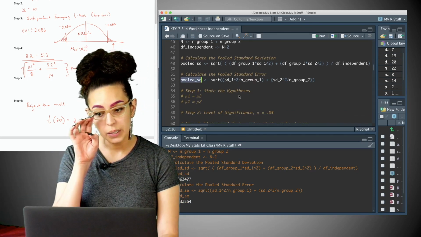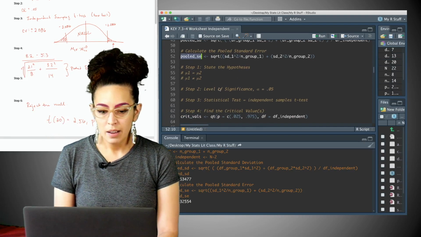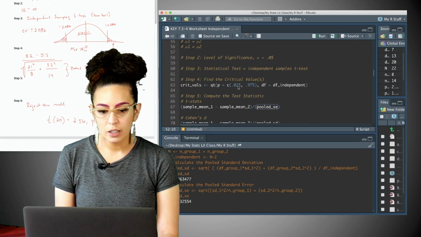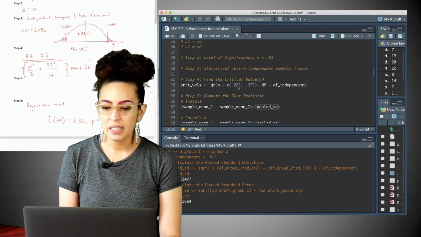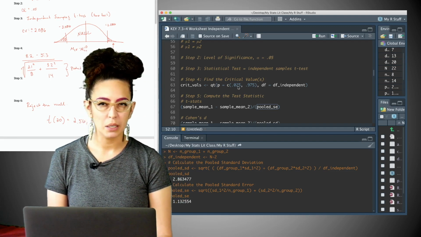State the hypotheses. We're going to say that group 1 is equal to group 2 and that it's not for the alternative. Testing at 0.05, independent samples t-tests. We are getting our critical values. We're doing a two-tailed because they normally are. You can do a one-tail independent, but I don't think I make you do any of that.